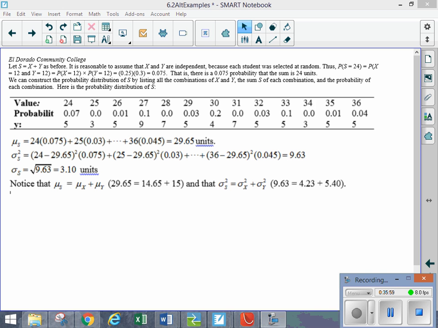So then the probability under 24 is actually 0.075. So there we go. Calculation technique.